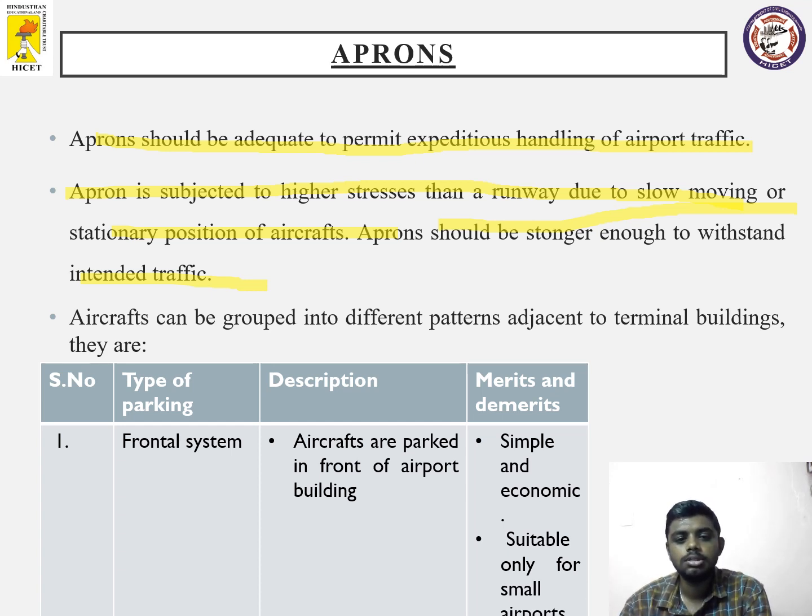So according to this, aircrafts can be grouped into different patterns adjacent to the terminal buildings. These are the parking systems. We have many parking systems for aircraft, and this will be the first one, called the frontal system. Aircrafts are parked in front of the airport building. This will be a very simple and economical one. It is only suitable for very small airports. If your airports are very big, this frontal system cannot be followed.